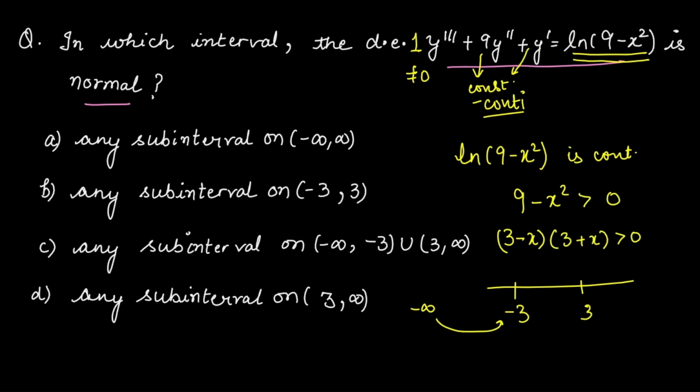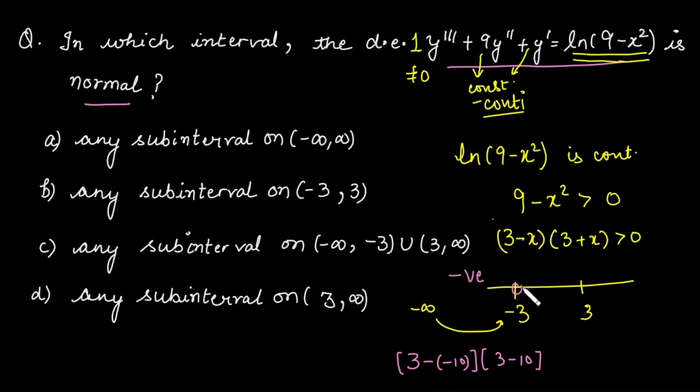So how can you check that? You can take any number from this interval. Let's take minus 10. When you take minus 10, this quantity is positive, times 3 minus 10, this quantity is negative. Positive times negative is always negative. So in this case, we are getting the answer as negative.